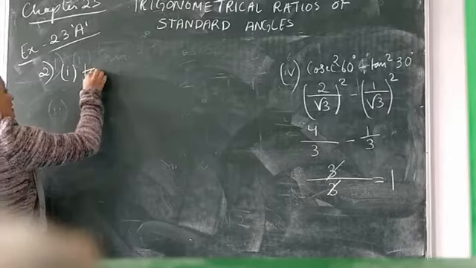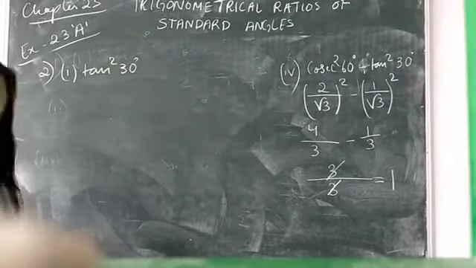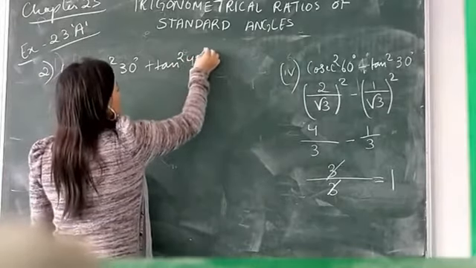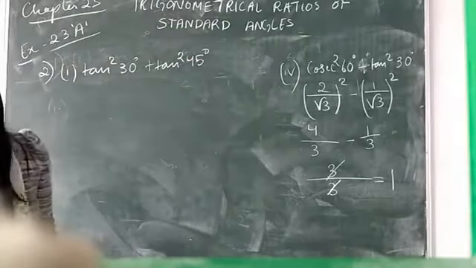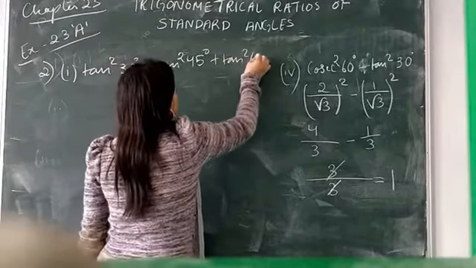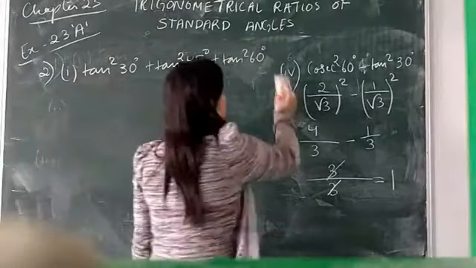Number 2 says tan squared 30 degree plus tan squared 45 degree plus tan squared 60 degree. You have to find the value for this angle.